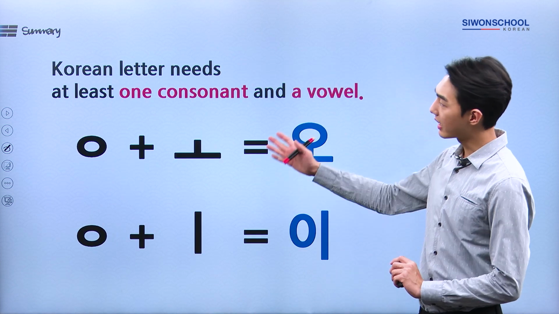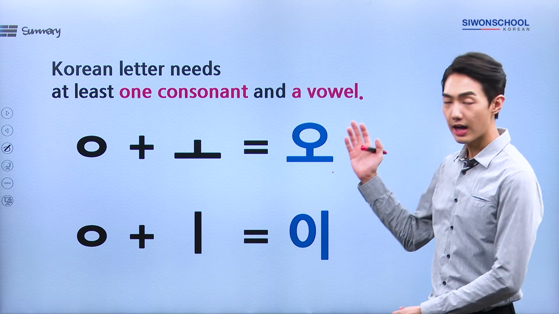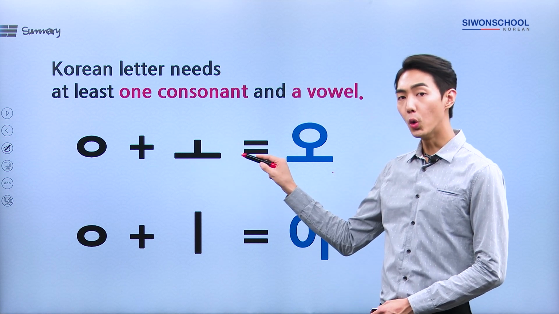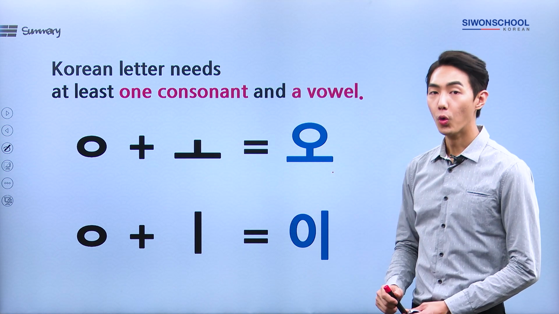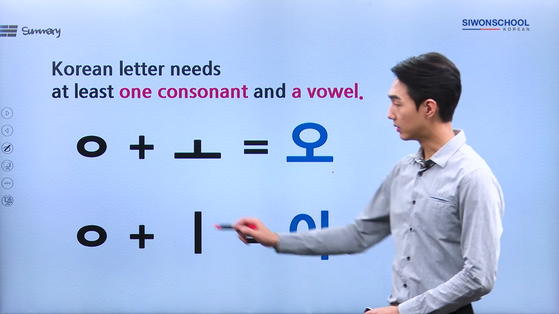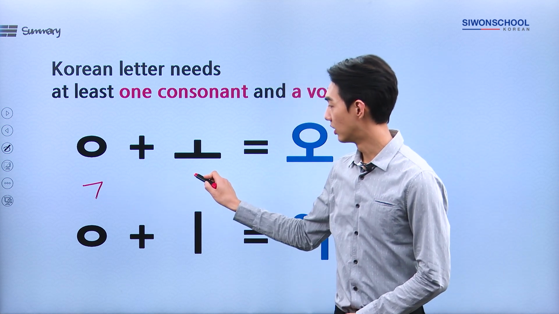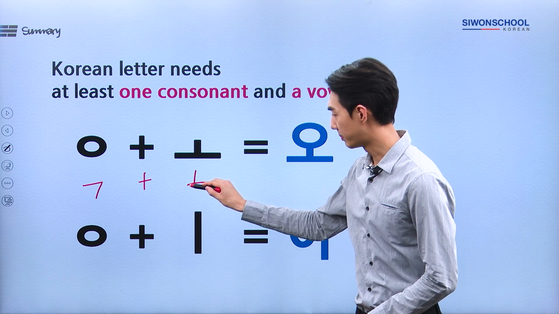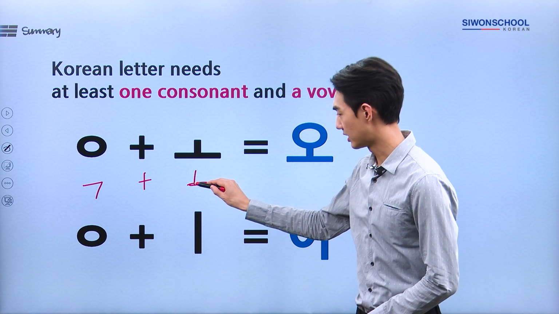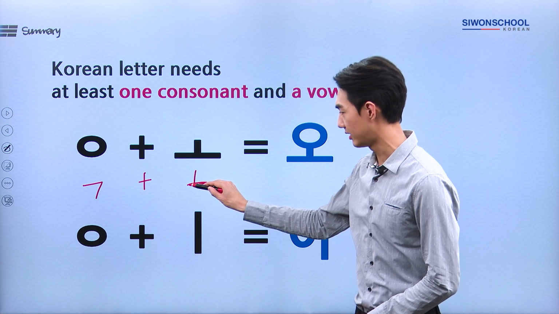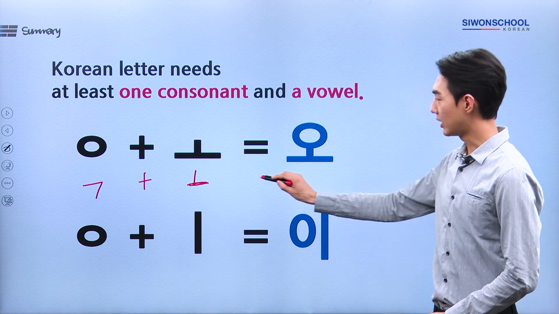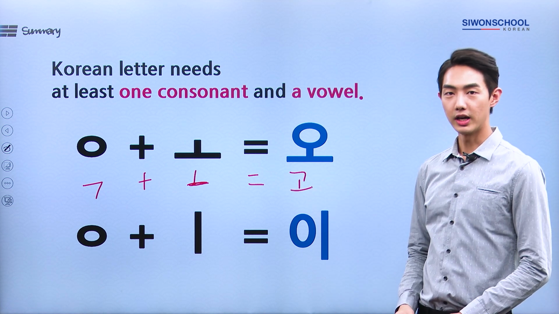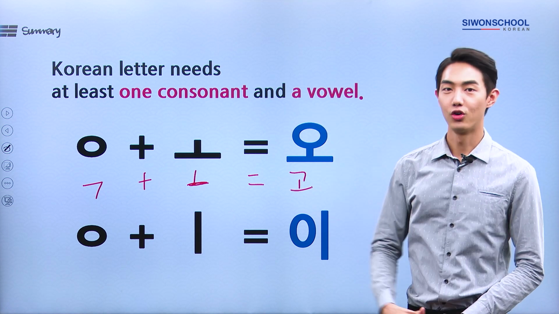Next one. Korean letters need at least one consonant and a vowel. I just explained this. So iung, no sound. O means o. Okay? How about this one? What if I write it like this? Oh, sorry. Actually, it has to be perfect since you guys are not used to this letter. Yeah, I'm going to color it. Okay, all right. So, it equals what? It means go, like go, go. All right?